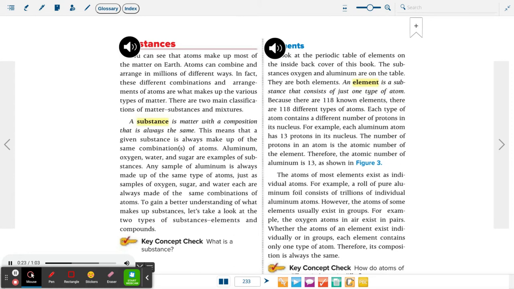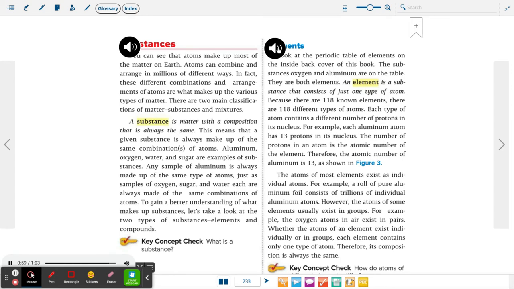A substance is matter with a composition that is always the same. This means that a given substance is always made up of the same combination or combinations of atoms. Aluminum, oxygen, water, and sugar are examples of substances. Any sample of aluminum is always made up of the same type of atoms, just as samples of oxygen, sugar, and water each are always made of the same combinations of atoms. To gain a better understanding of what makes up substances, let's take a look at the two types of substances.